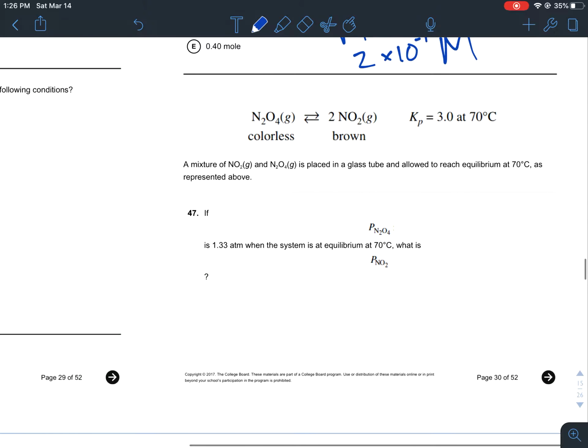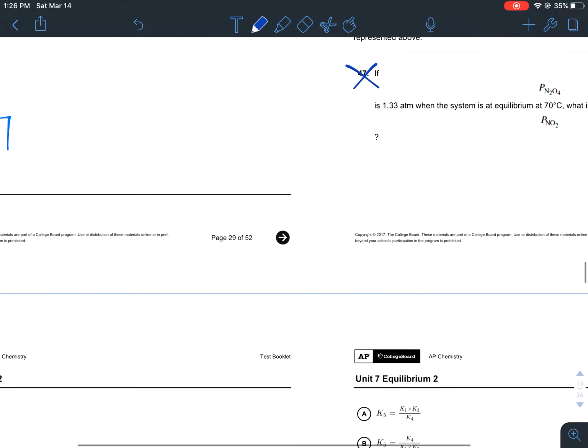Okay, number 47, let's just skip. I don't know what the heck's going on there. Not all of it printed out, so what is happening?